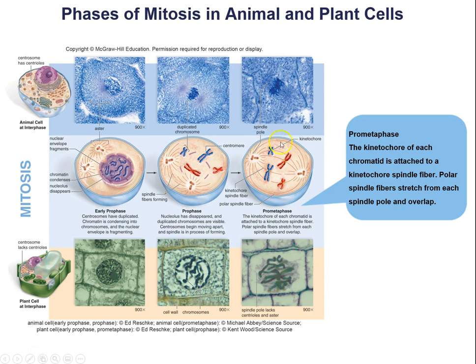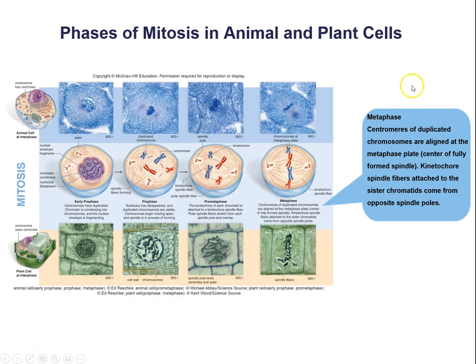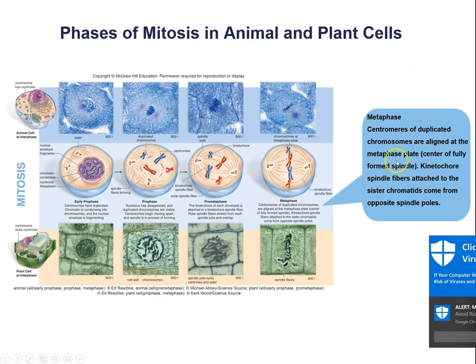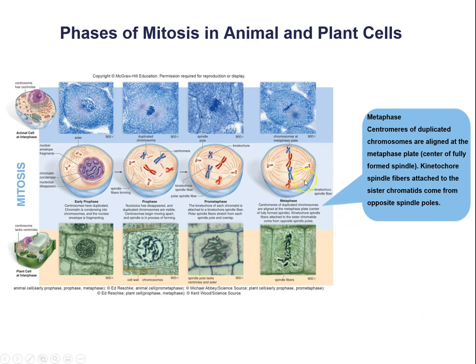And again, more and more of these microtubules are going to start to come out of that. All right, if we move on to metaphase, centromeres of duplicated chromosomes are aligned at the metaphase plate. We can see them all aligned at the metaphase plate. So basically, if you see a picture like this where you can see these dark chromosomes all lined up in the middle, we know it's metaphase. It's one of the easier phases to identify.